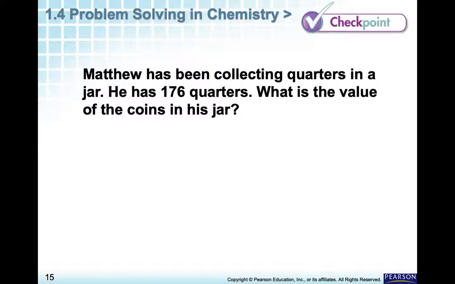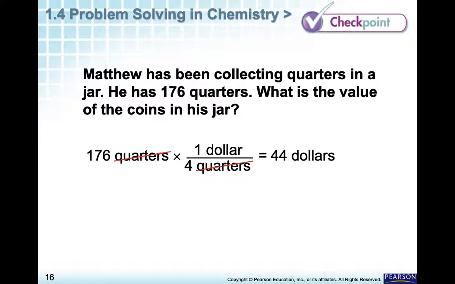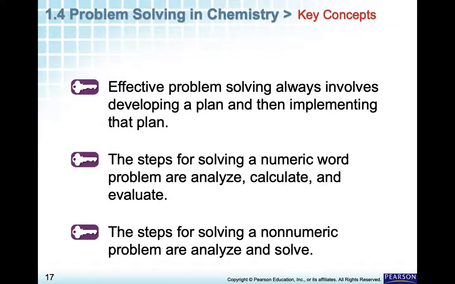So this one is about the same. He has 176 quarters. What is the value of the coins in his jar? Well, he has 176 quarters. There's 4 quarters in $1, so he has $44. So you need to know the keys for this unit as well, or this section.